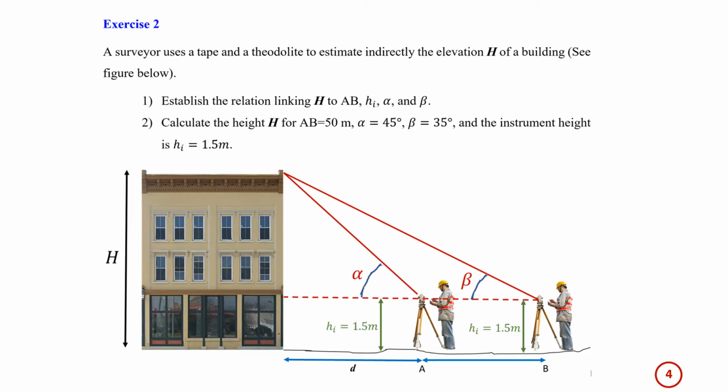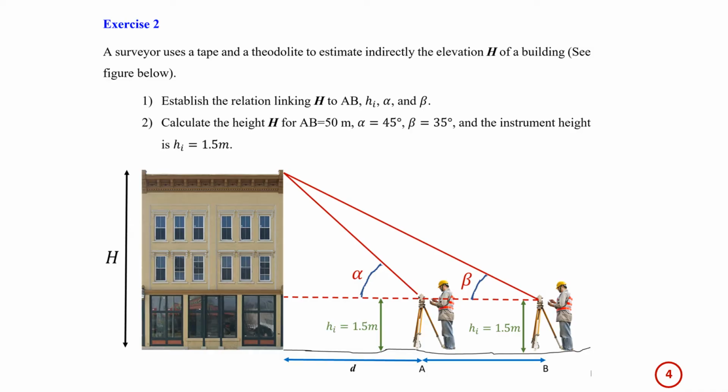After this, he made a translation with the distance AB equal to 50 meters, and took another shot of this elevation at this point, and he found beta equal to 35 degrees. The instrument height was set to 1.5 meters, and the objective is to find the elevation of the building. Find capital H as a function of AB, HI, the elevation of the instrument, and the angles alpha and beta.